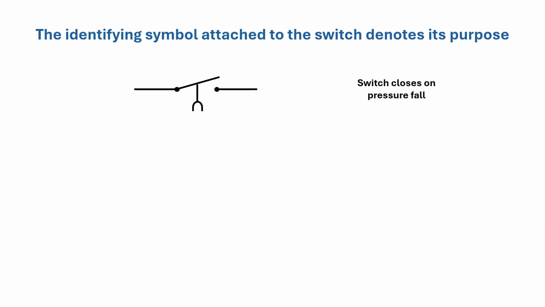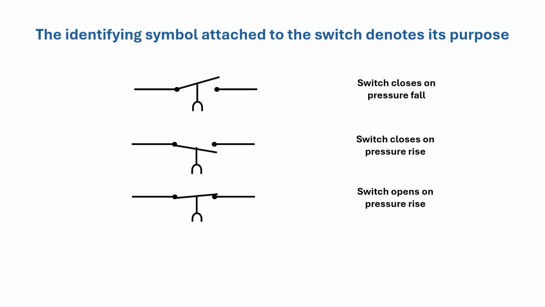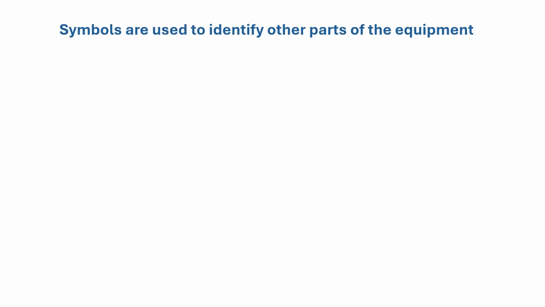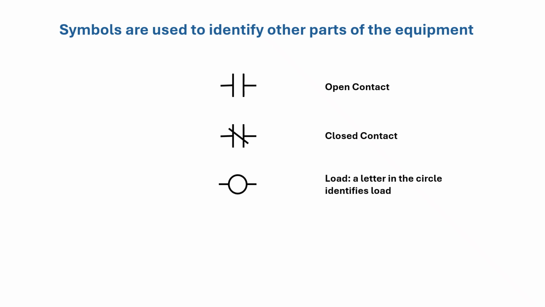Switch closes on pressure fall. Switch closes on pressure rise. Switch opens on pressure rise. Switch opens on pressure fall. Symbols are used to identify other parts of the equipment: open contact, closed contact, a load. A letter is in the circle to identify the load, transformer, and overload.